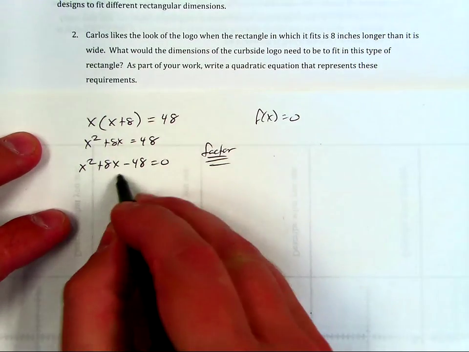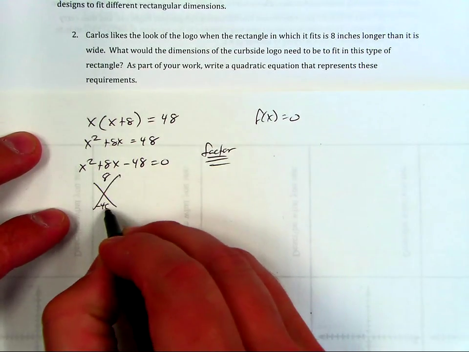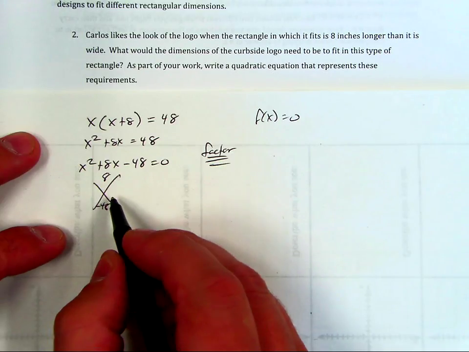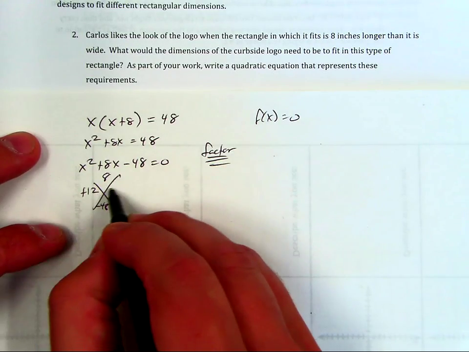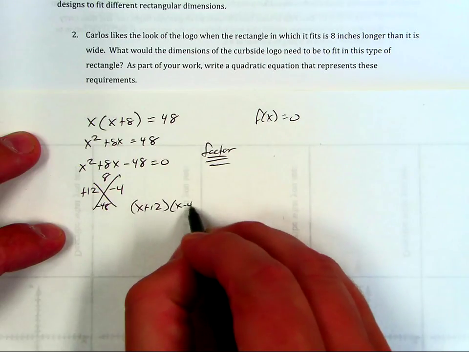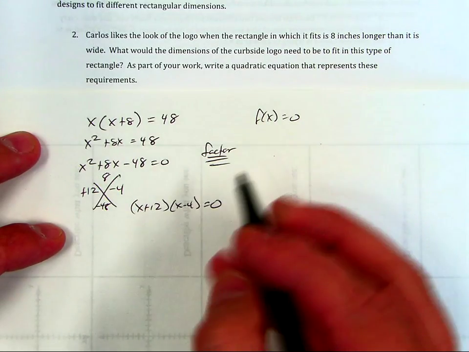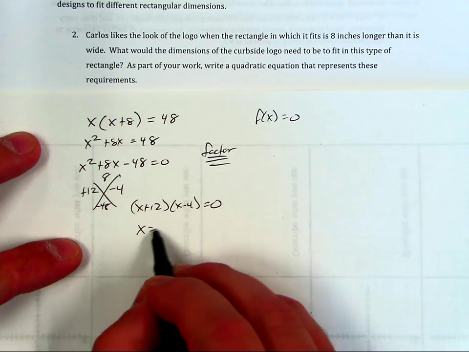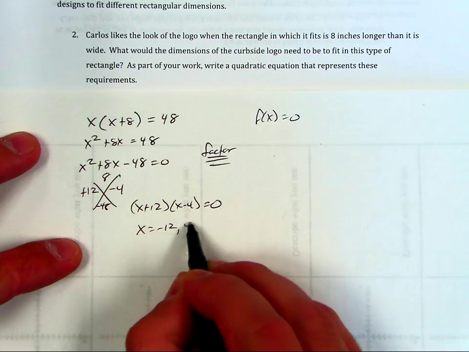Okay, so let's see. We've got 8 and negative 48. I'm pretty sure this has to be 12 and 4, right? So it's going to be plus 12 and minus 4. That means we have x plus 12 and x minus 4 equals 0. So the zero product property, remember the h-lies concept? From here, that means x equals negative 12. From here, that means x equals 4.